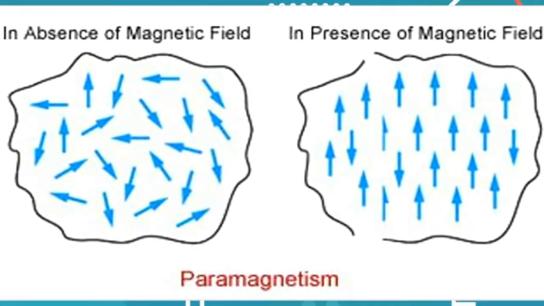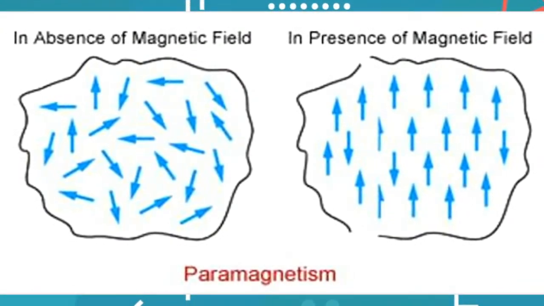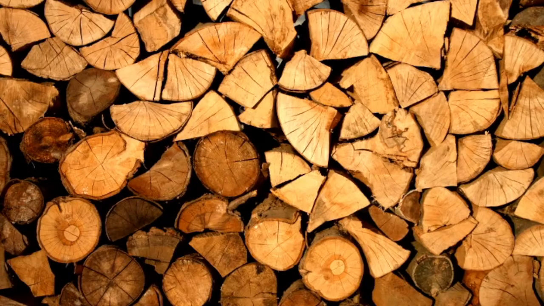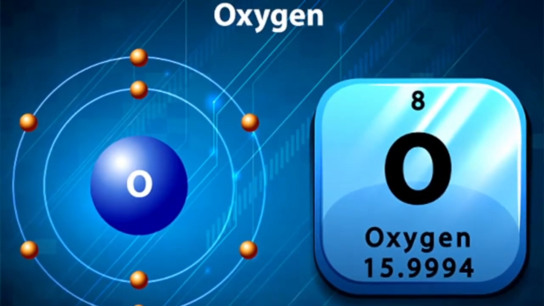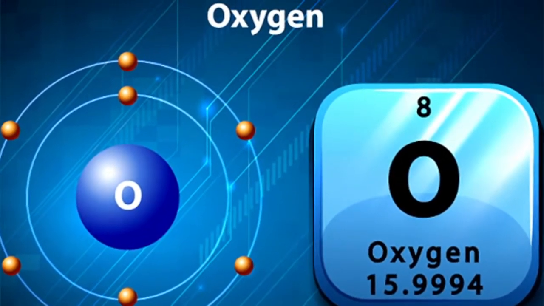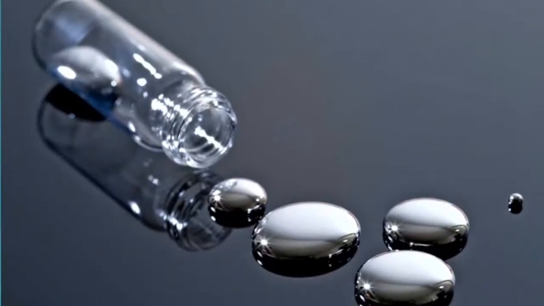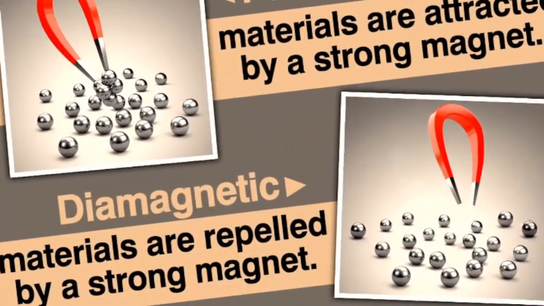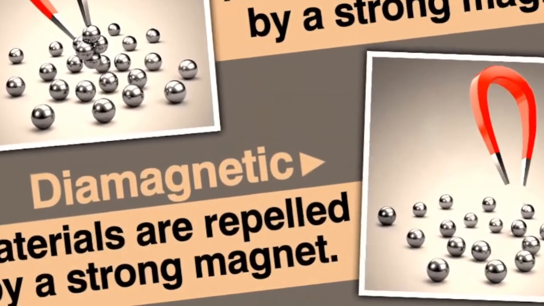Another is paramagnetic substance. Paramagnetic materials are materials that tend to get weakly magnetized or slightly attracted by strong magnets. Examples are wood, aluminum, platinum, and oxygen. There are also diamagnetic substances such as table salt, mercury, zinc, and gold. Diamagnetic materials are those that some people generally think of as non-magnetic.